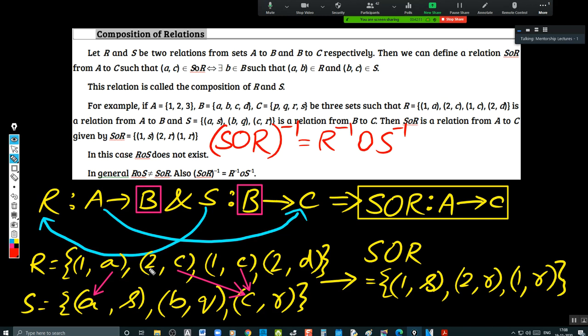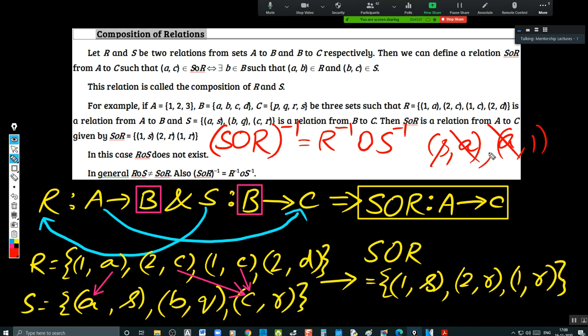Then let us write R inverse. Anyone please do help me out in writing R inverse here. Let us do mind calculation here. What is R inverse for this? (a,1), (c,2), (c,1), (d,2). That's it. What is S inverse? (s,a), (q,b), (r,c). That's it. You have to write R inverse circle S inverse. That means you have to start from S inverse, right side always. What is S inverse here? (s,a). What is R inverse here? (a,1). So (s,a), (a,1). This a is to be eliminated. What is the remaining? (s,1).